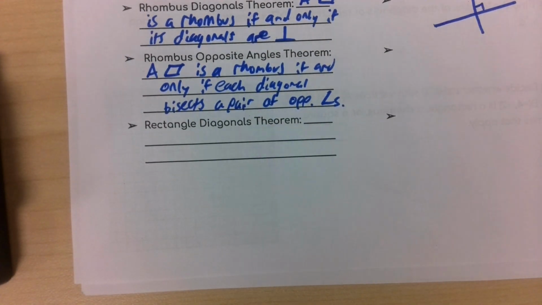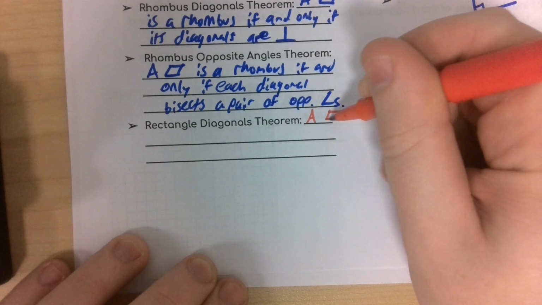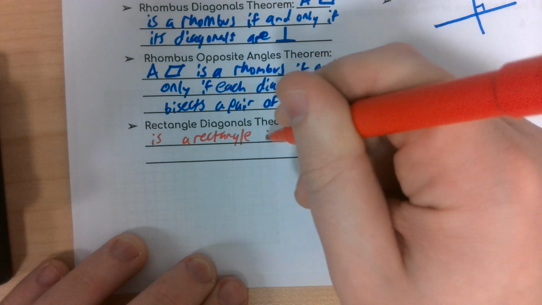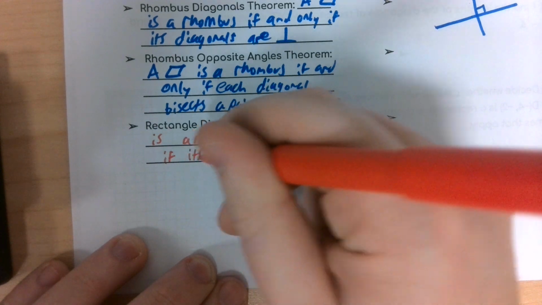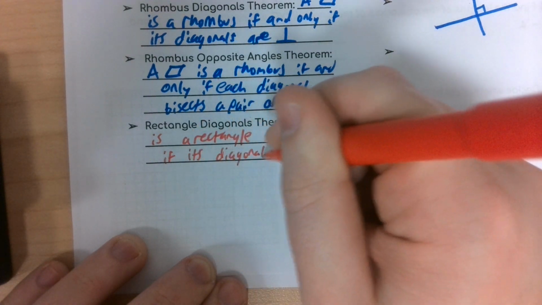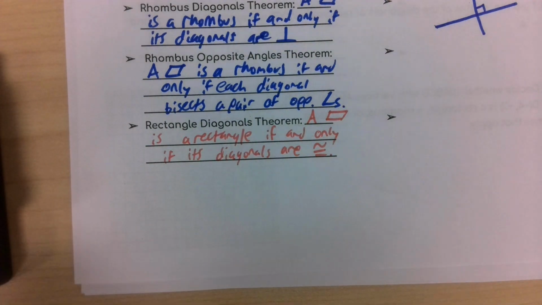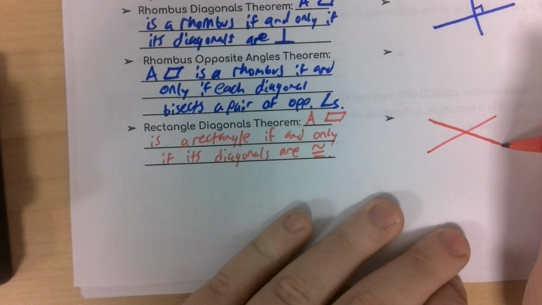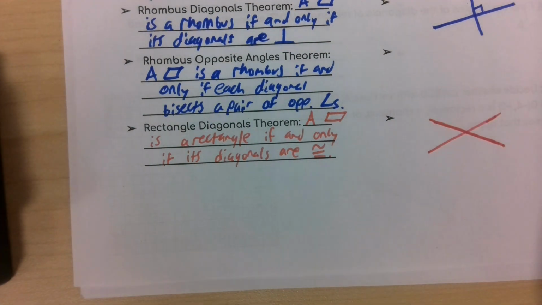The very last theorem for today is the rectangle diagonals theorem, which is the simplest one. It says that a parallelogram is a rectangle if and only if its diagonals are congruent. If 2 diagonals are the same length, let's say I told you that this diagonal and this diagonal are the exact same length, automatically you can say that the shape around it has to be a rectangle.